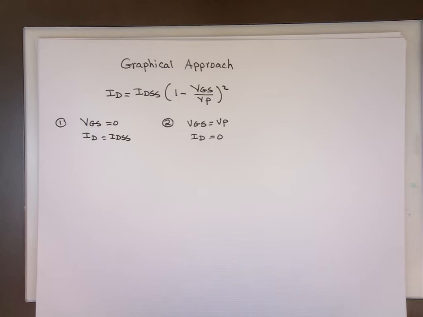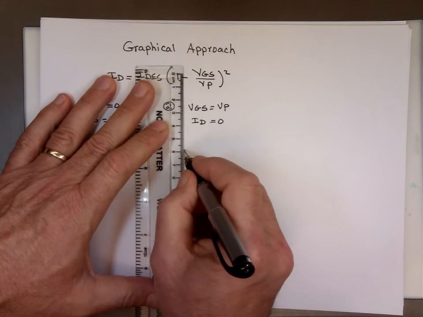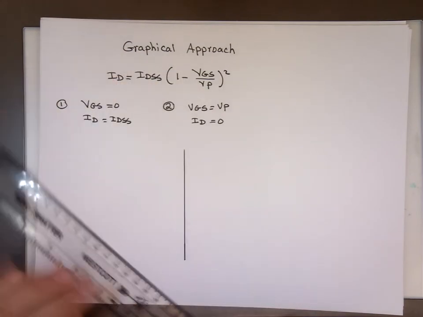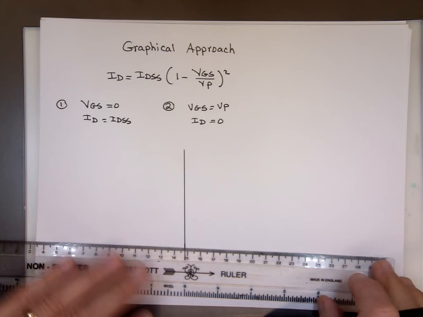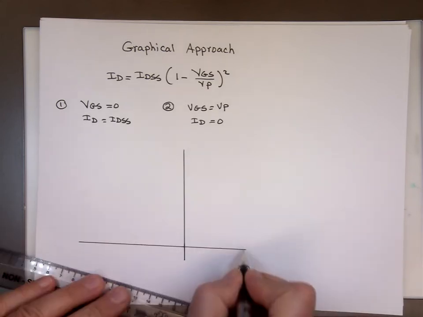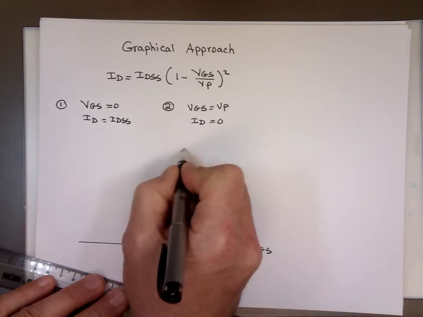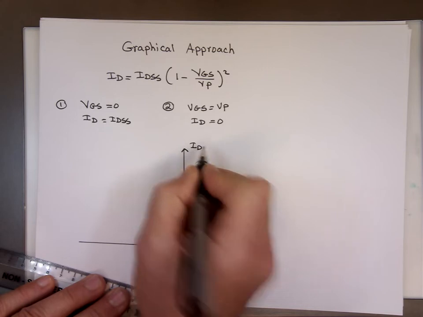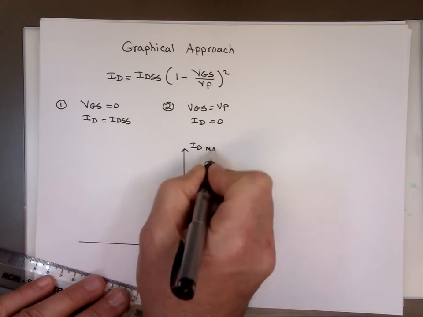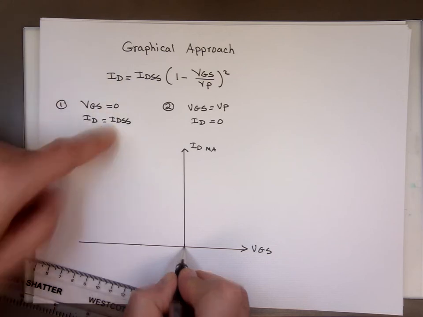So I'm going to graph the current here. We graphed it in the previous video somewhere there. Don't remember where it was, 2 or 3 videos ago. This is VGS, and this is I sub D in milliamps, usually. When VGS is 0, we said I sub D is I sub DSS. So that's somewhere here.